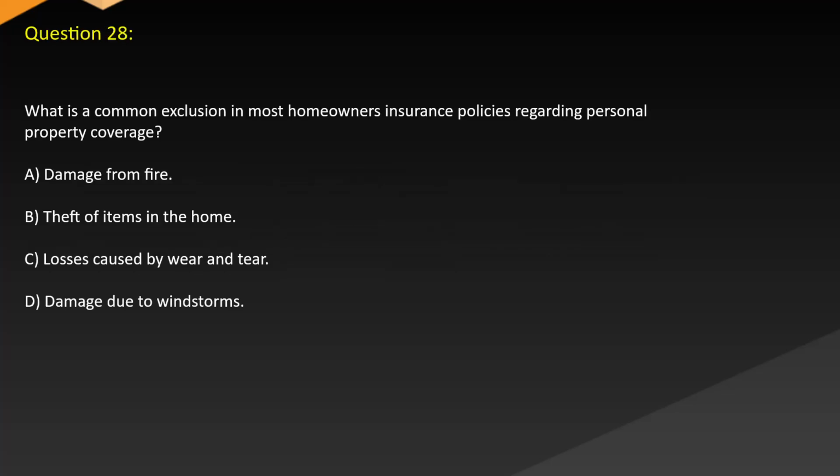Question 28. What is a common exclusion in most homeowners insurance policies regarding personal property coverage? A. Damage from fire. B. Theft of items in the home. C. Losses caused by wear and tear. D. Damage due to windstorms.